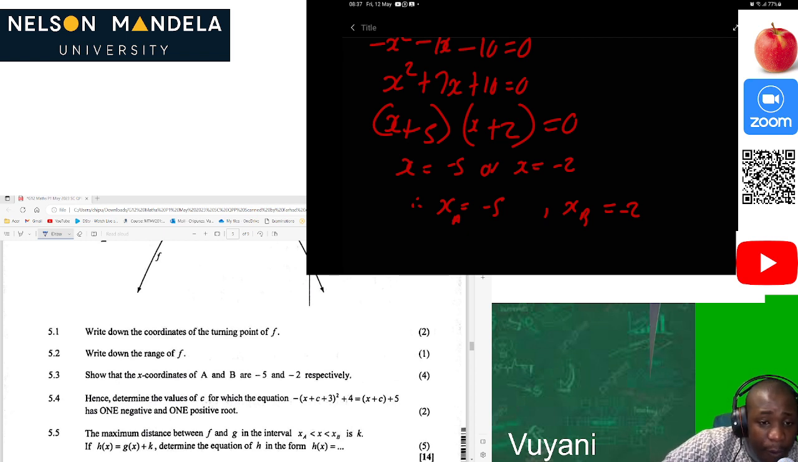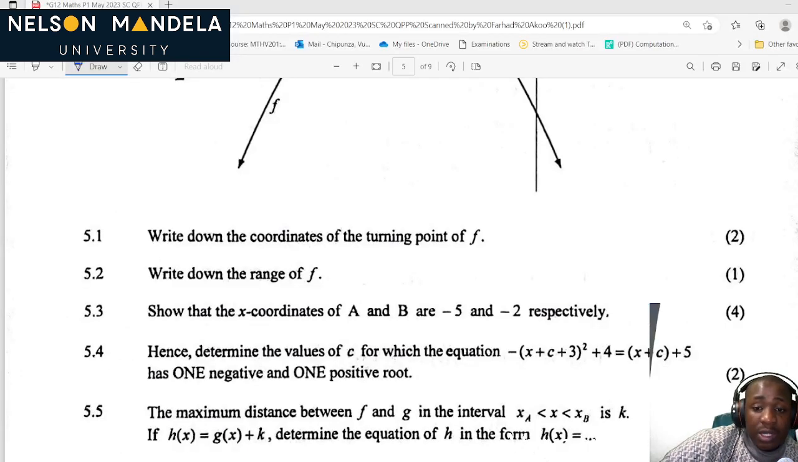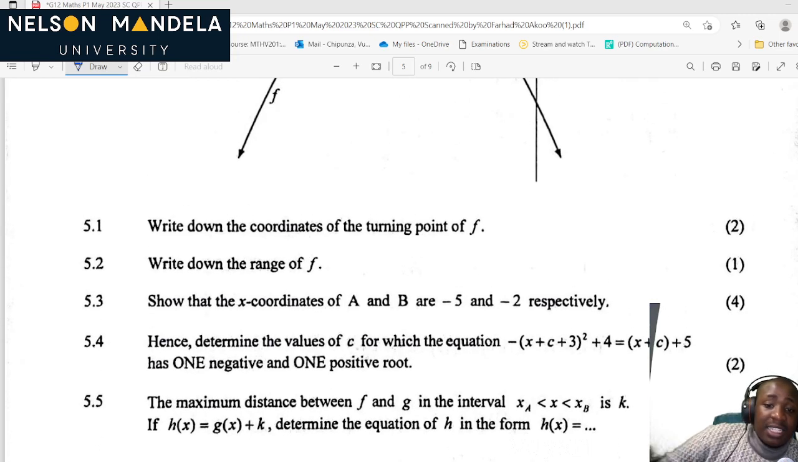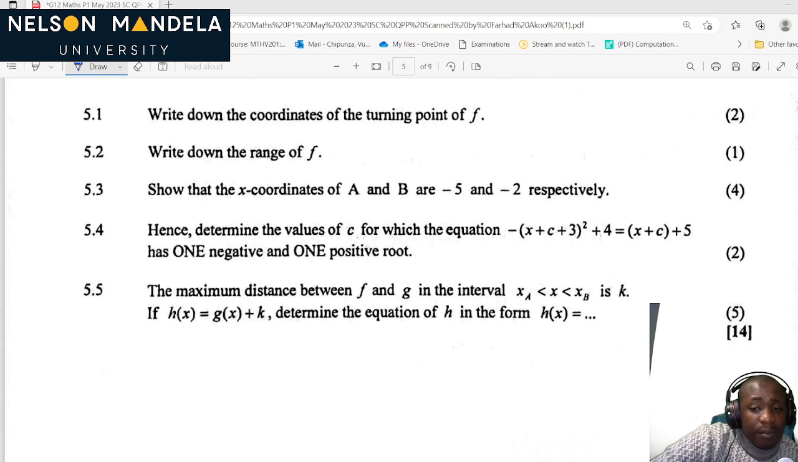Now on 5.4, hence, which means use what you just calculated. The moment you say the word hence, it means use what you just calculated. Determine the value of c for which the equation negative x plus c plus 3 squared plus 4 equal to x plus 5 has one negative and one positive root. What do we see from that? We can see one thing which I've already noticed right now.